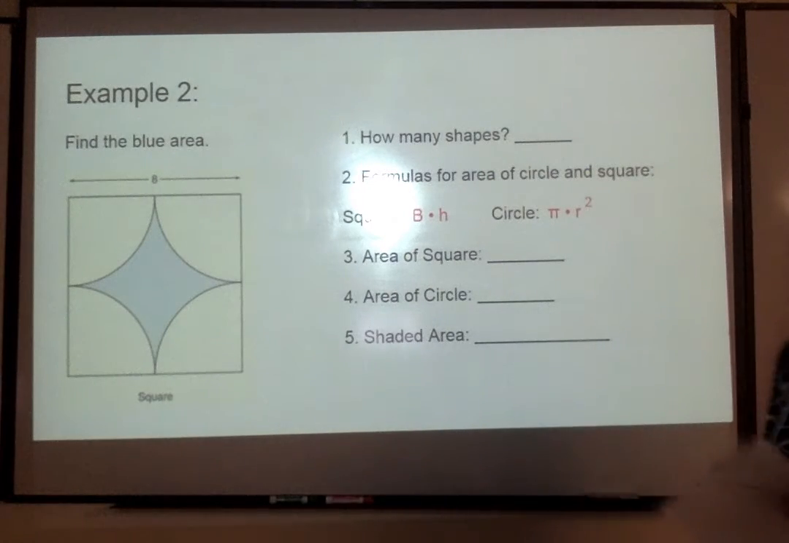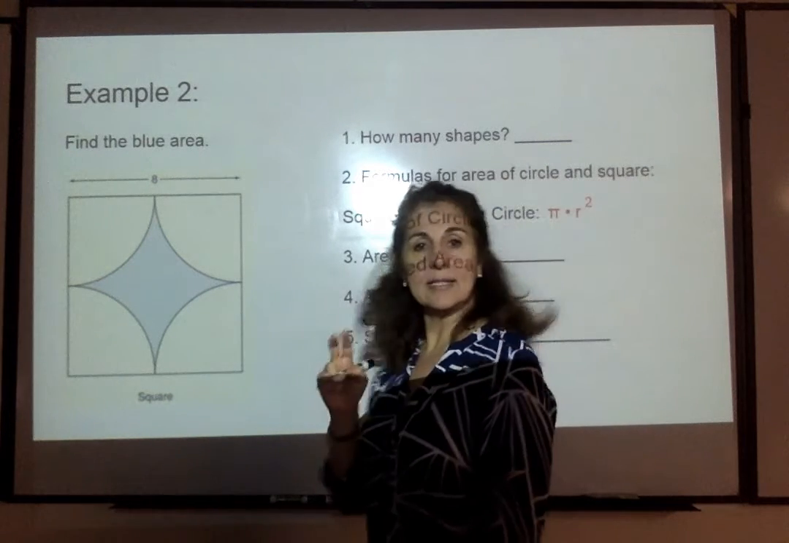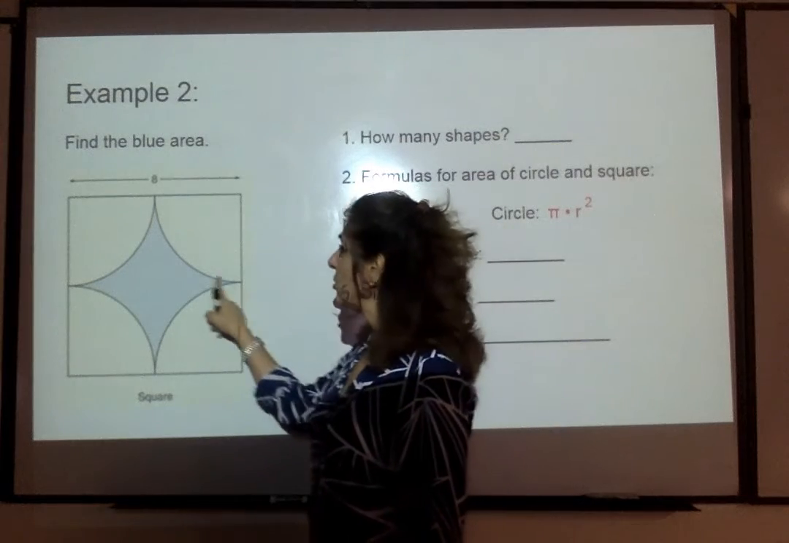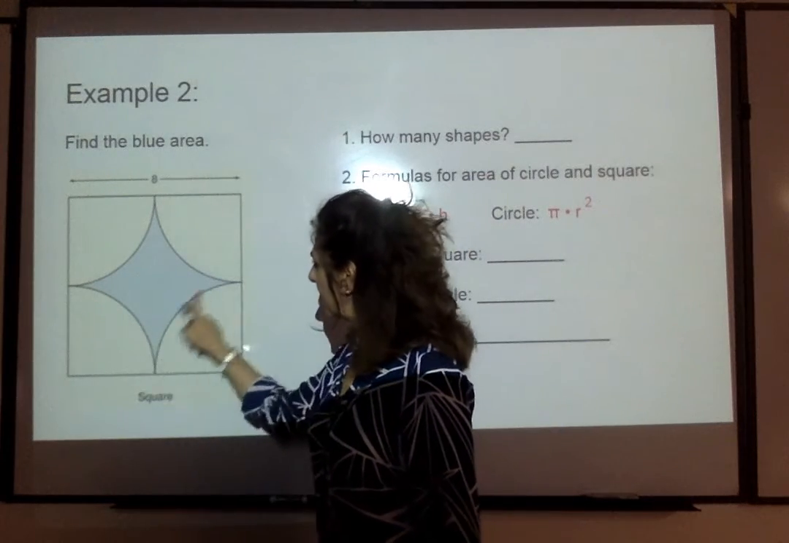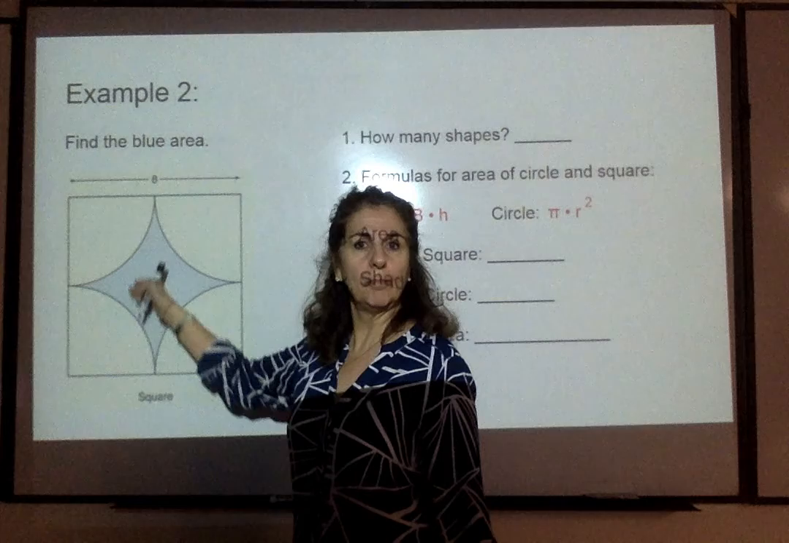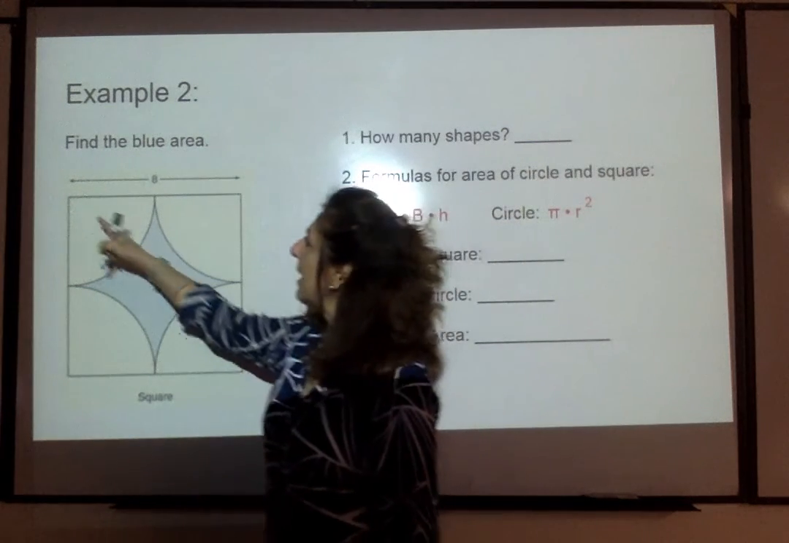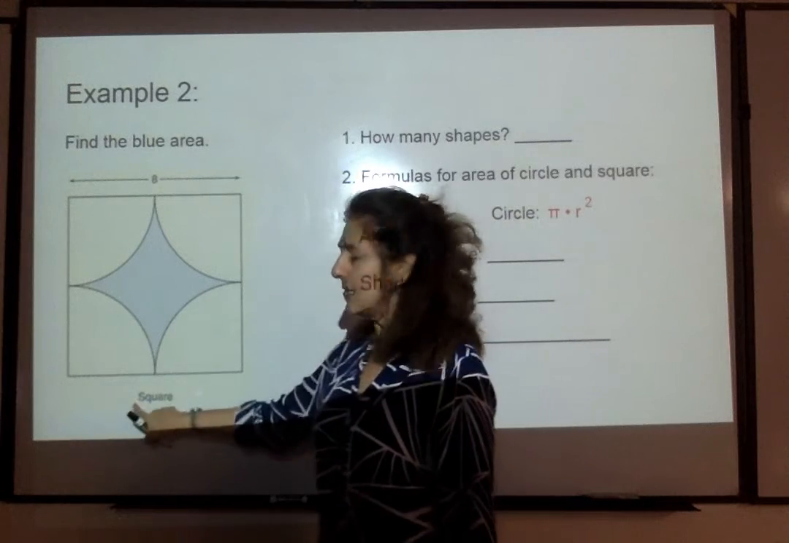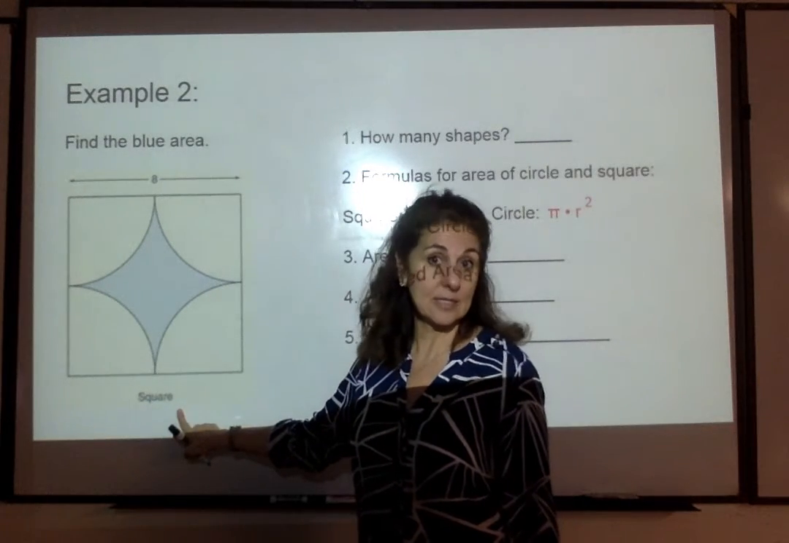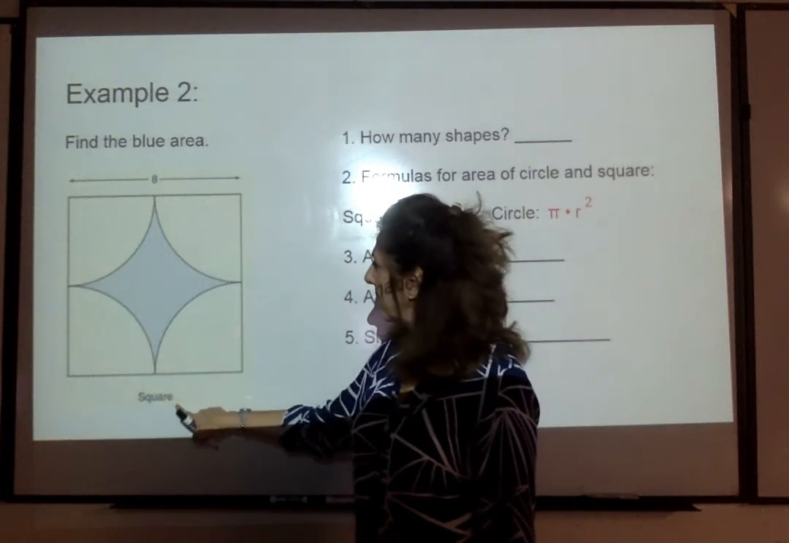So now, look at this shape. This is actually a very cool shape. I like it. We have here two things that we can see. We don't know how to find the area of this beautiful blue part, which is what we're looking for. But we see that we have a square. It tells us here that it is a square. So there is a square here.